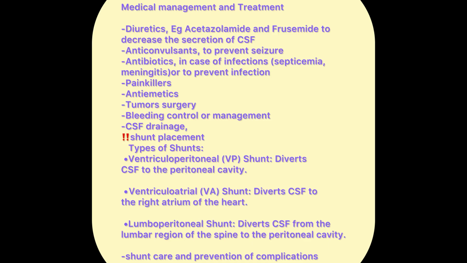For cerebrospinal fluid drainage, shunt placement is done. There are three types of shunt. The ventriculoperitoneal shunt, where the shunt is placed from the brain to the peritoneal cavity. Another type is the ventriculoatrial shunt, where CSF is diverted from the brain to the right atrium of the heart. And the lumboperitoneal shunt diverts the cerebrospinal fluid from the lumbar region of the spine to the peritoneal cavity. Being a nurse, it is important to provide education to the patient and patient party regarding shunt care and prevention of complications, by educating about the signs and symptoms of shunt complications.